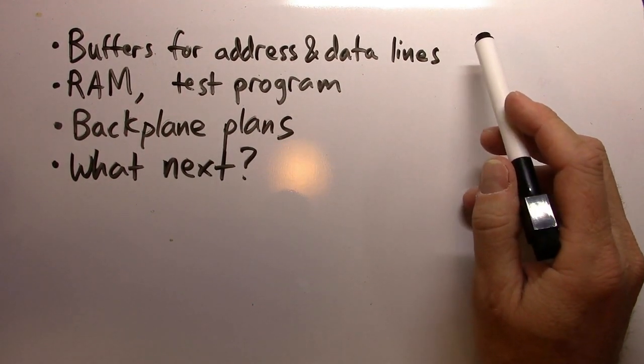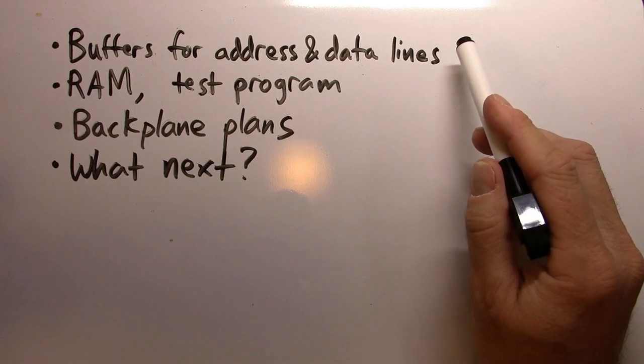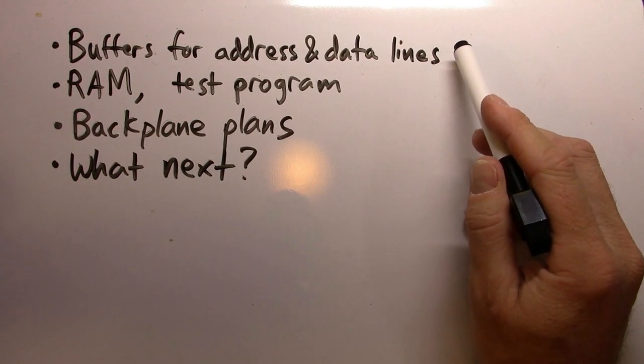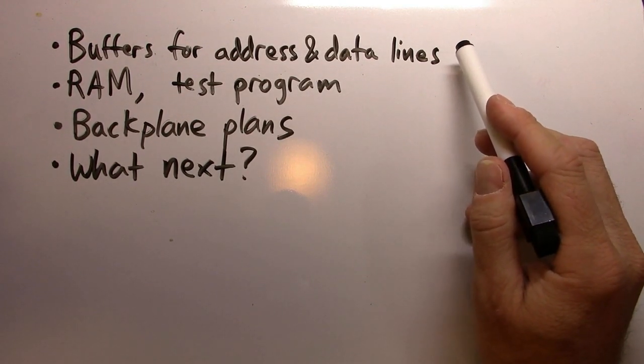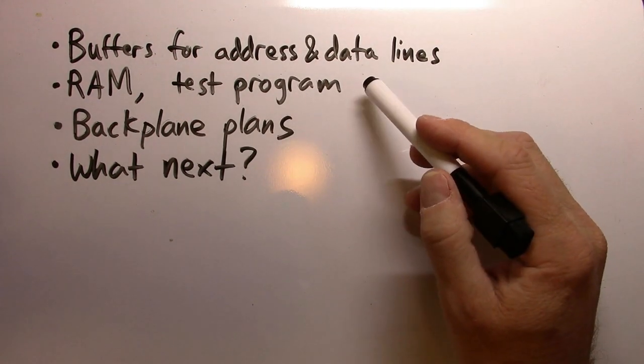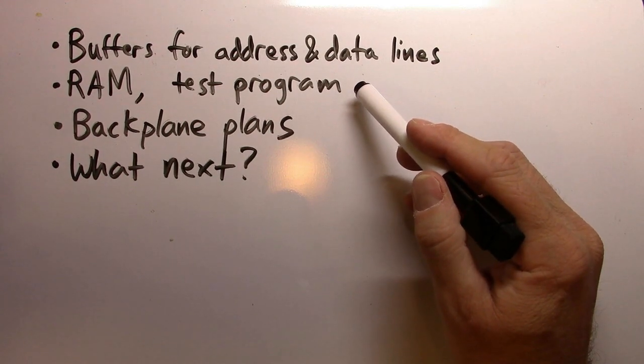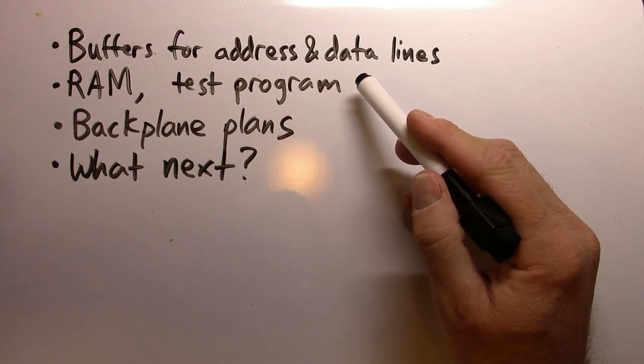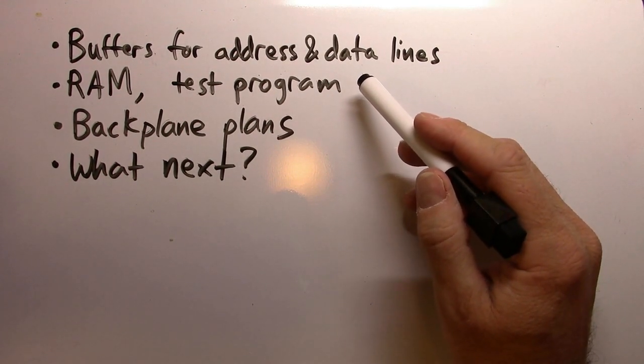We'll talk about adding buffers to the address and data lines, and this will essentially make the core circuit more robust in the way that it interfaces with peripherals. We'll talk about adding RAM to the circuit and show a test program that proves that the RAM is working. So that's definitely an important milestone.